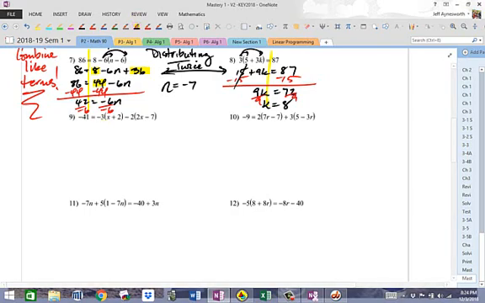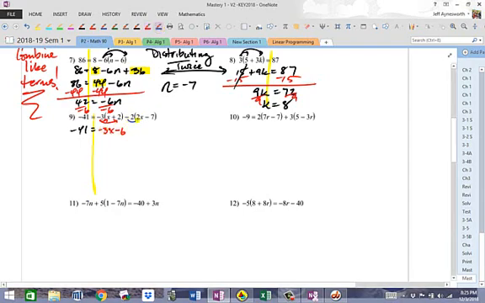Okay, now let's distribute. Ooh, distributing twice. Okay, so here we go first. So distributing the negative 3 twice. So you got negative 41 is equal to negative 3x minus 6, distributing twice.